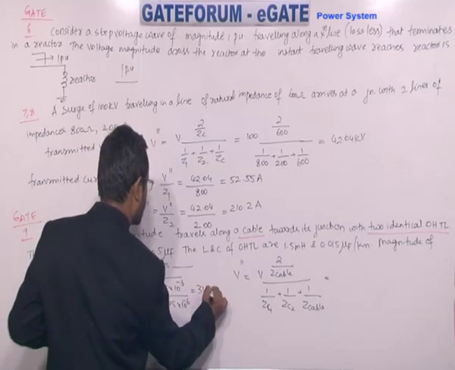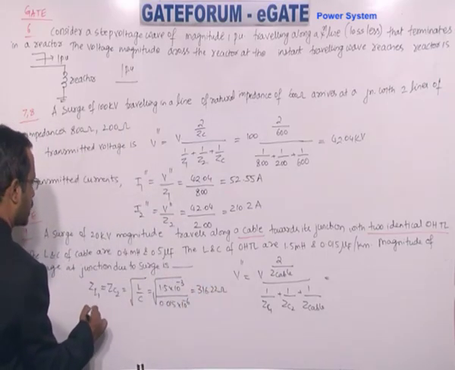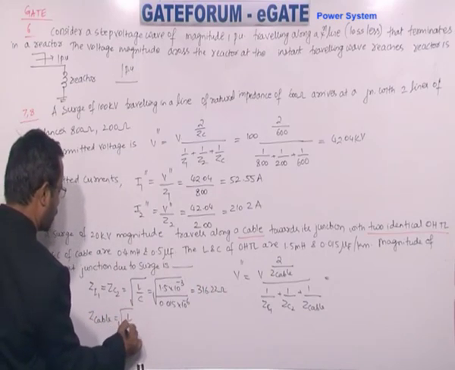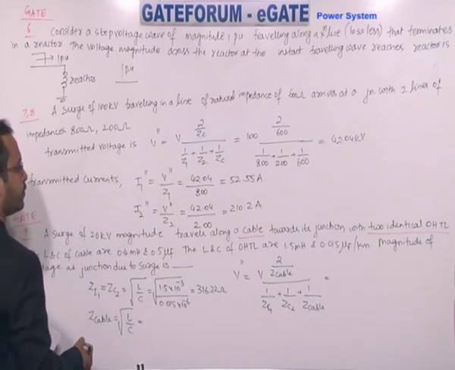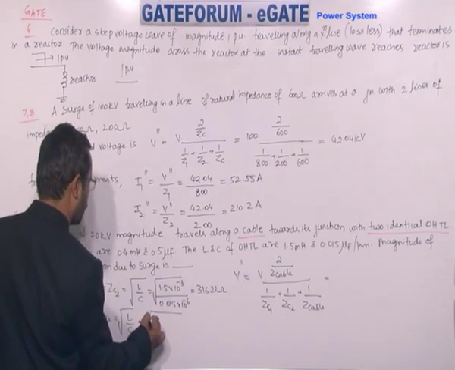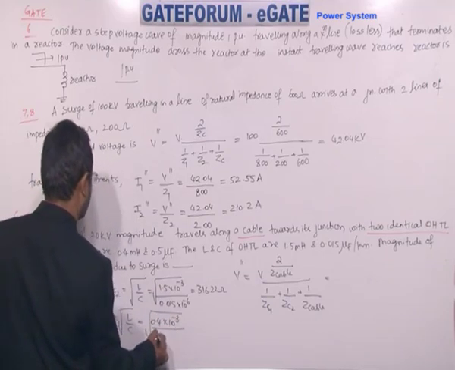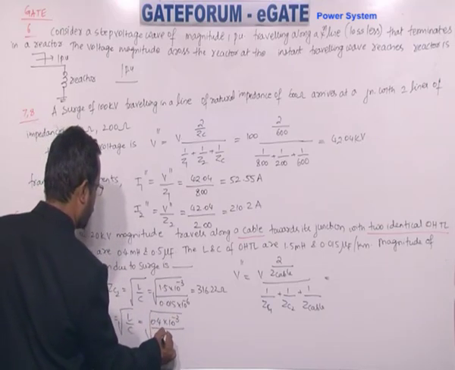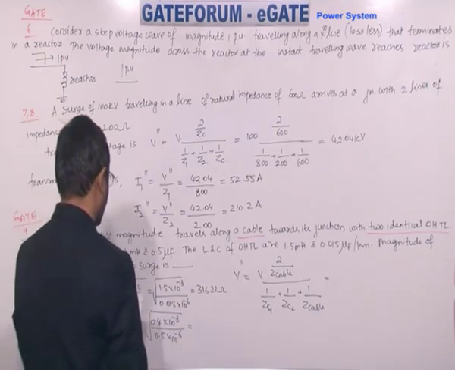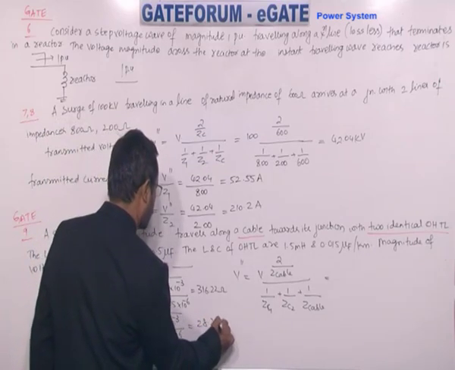you get 316.22 ohms. Next is corresponding to cable. Cable, how to write? Under root L by C. For cable, what do you write now? 0.4 millihenries and 0.5 microfarads. On simplifying this one, you get 28.28 ohms.